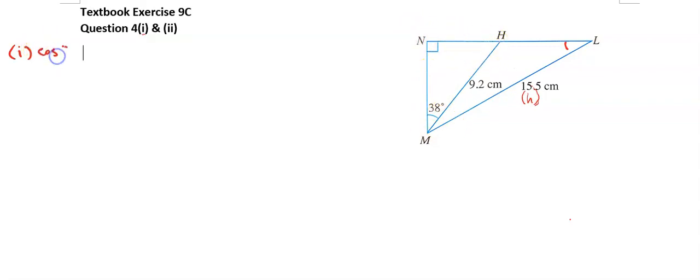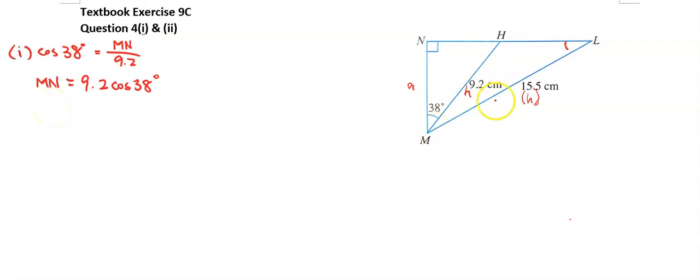So cosine 38 degrees. This side is adjacent, this side is hypotenuse, to the smaller right angle triangle. So cosine 38 degrees equals MN over 9.2. If we multiply 9.2 across, we will get MN equals 9.2 times cosine 38 degrees. If you press it on your calculator, you obtain the length of MN. You may choose to leave it like this because eventually you will still need to use this MN for your calculation of angle MLN.